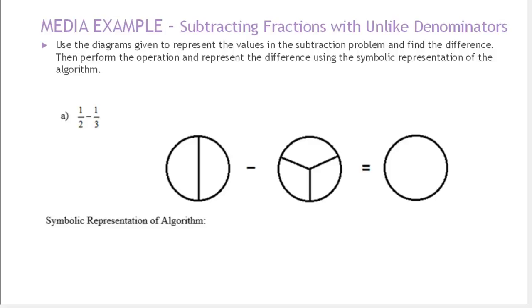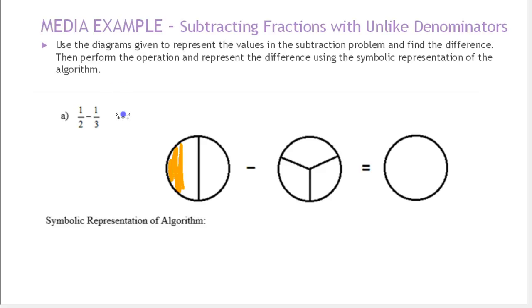In this video, we're going to look at subtracting fractions with unlike denominators. This process is going to be very similar to adding fractions with unlike denominators. We're going to need to find a common denominator, then we'll subtract the numerators and keep the denominator. So we have 1/2 minus 1/3.